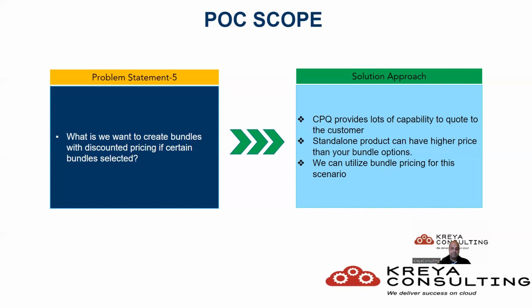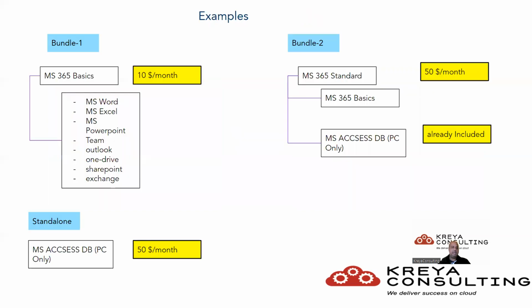Let me give you a more solution oriented example here. So let's suppose I have my bundle one. In that bundle one, I have my MS 365 Basic. In that basic, I have my Word, Excel, PowerPoint, Microsoft Teams, Outlook, OneDrive, SharePoint, and Exchange. This bundle is charging $10 per month.